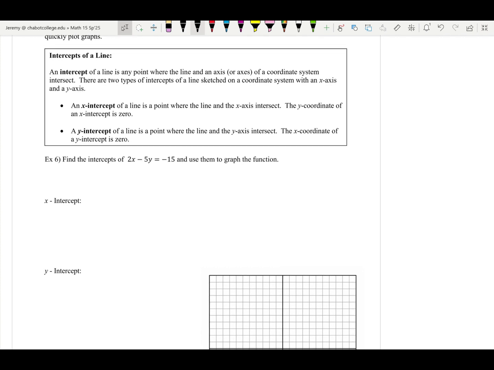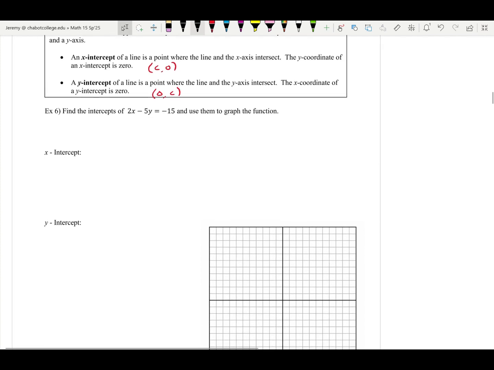So the x-intercept of a line is a point where it crosses the x-axis, and the y-coordinate is always 0. So it's always going to be in this form C, 0, where C is some real number. And a y-intercept, same thing, but the other way around. It intersects the y-axis, so the x-coordinate is 0. So if we want to find an x-intercept or a y-intercept, we set y equal to 0 to find the x-intercept, and set x equal to 0 to solve for the y-intercept. Let me show you what I'm talking about in example 6.